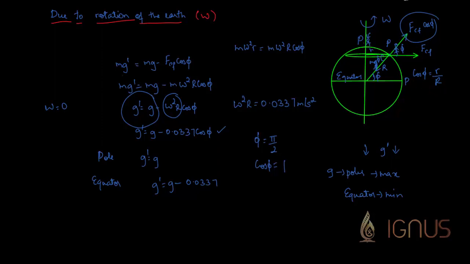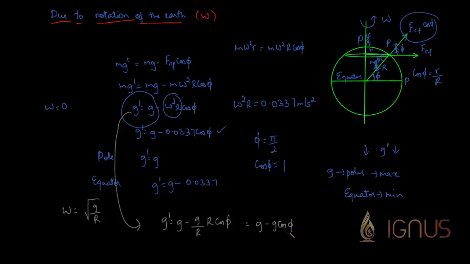One special case here is, suppose my omega, that is the angular velocity of the earth, is equal to root of g by r, that is the radius of the earth. What will happen in this equation? I can see that g dash will be equal to g minus square of this, so it will be g by r into r cos phi. So this is nothing but g minus g cos phi.